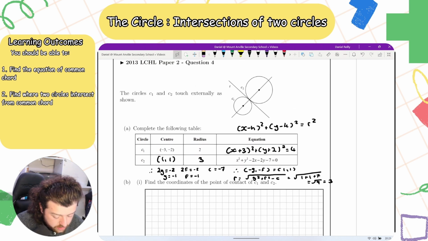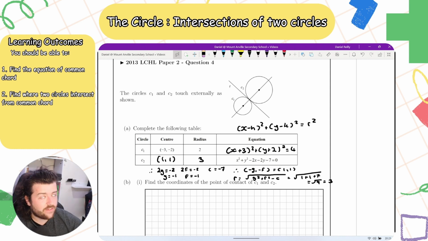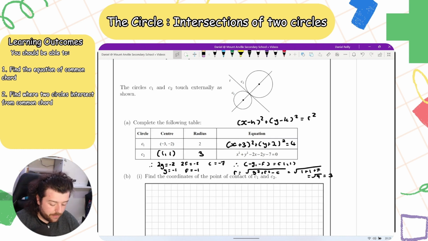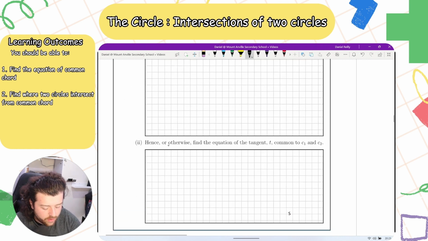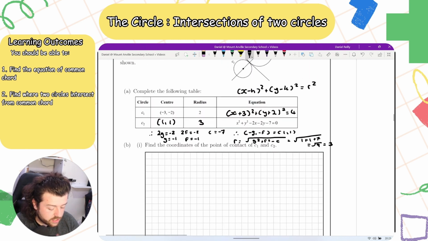So these two circles touch externally as shown because they share a common tangent. They only intersect at one point. Find the coordinates of the points of contact of C1 and C2. So there's two ways you can do this. We can subtract the two equations like we did, find the equation of the common tangent, etc. But I have a feeling we are finding the equation of the common tangent in part 2, and that's not what you want to do now. Will you get your marks? Absolutely. But I have a feeling that's not what you want us to do here.